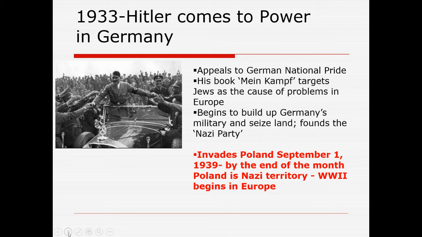Hitler starts immediately to violate the terms of the Treaty of Versailles, and this is what's getting attention from the world, but not enough. He starts to build up Germany's military, seize land, and he founds the Nazi Party. And when he invades Poland September 1st, 1939, it's then that they realize that they may not be able to stop him. By then, he's grown very powerful. He is going to take over pretty much 90% of Europe when he's at his most powerful. And it's going to take a coalition of allied countries to defeat him.